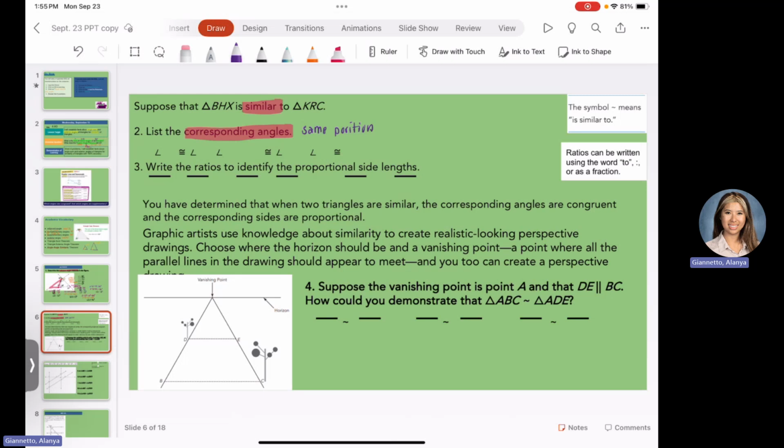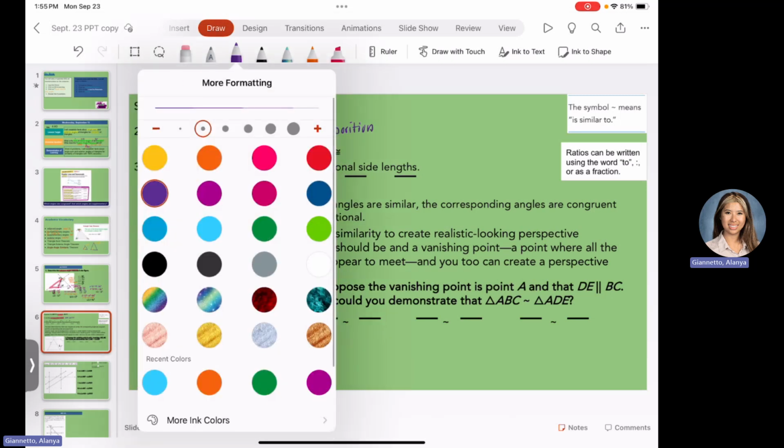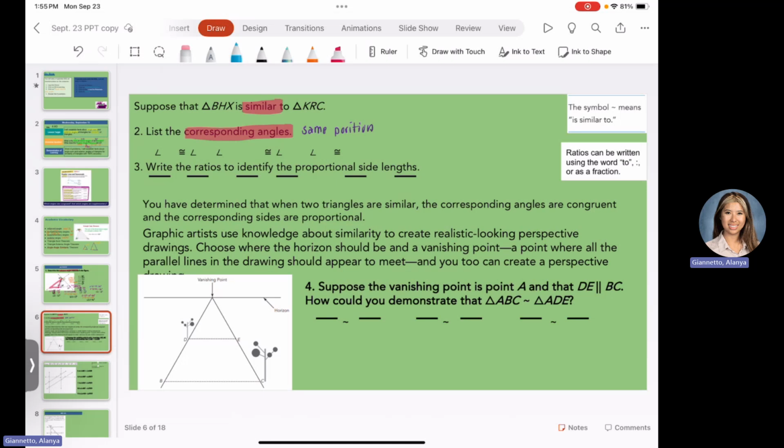Okay, so to do this, we don't actually need a photo. I know that most times we have a picture of the shapes, but we actually need to just look at the order. The first letters are B and K, so they're corresponding, right? Then the middle letters are H and R, so they're in the same position. Let me write H first. We have angle H and angle R. And then the last ones are X and C. So angle X is corresponding to angle C.